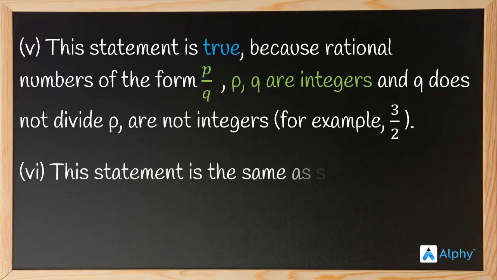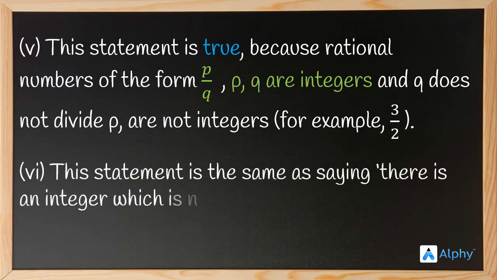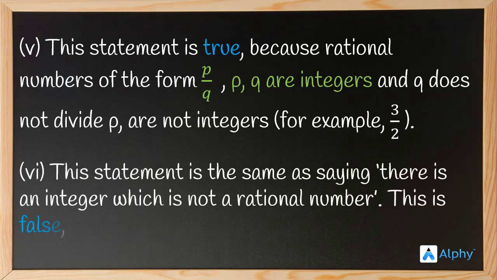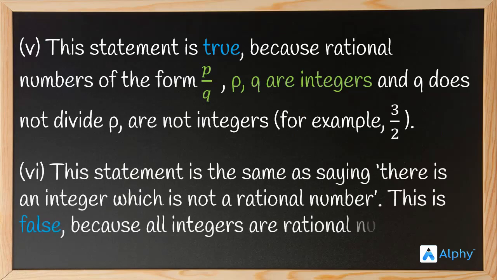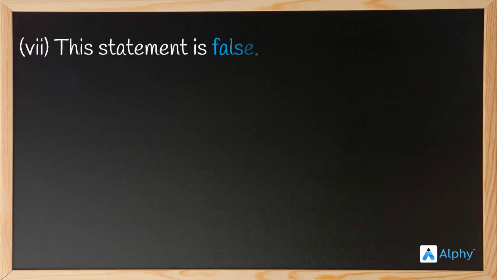Next, we have this statement is the same as saying there is an integer which is not a rational number. This is false because all integers are rational numbers. So the statement for part number 6 was that not all integers are rational, but this is a false statement because rational numbers constitute integers and all integers are rational numbers. This is the basic understanding which we have built. So moving on, we have part number 7. This statement is false.